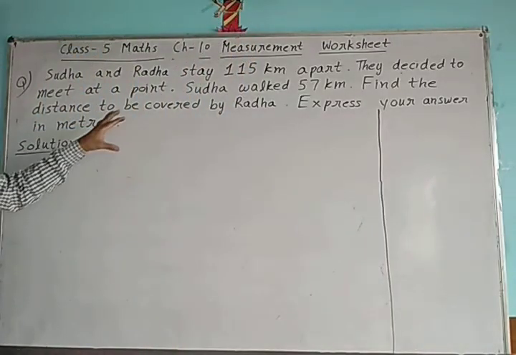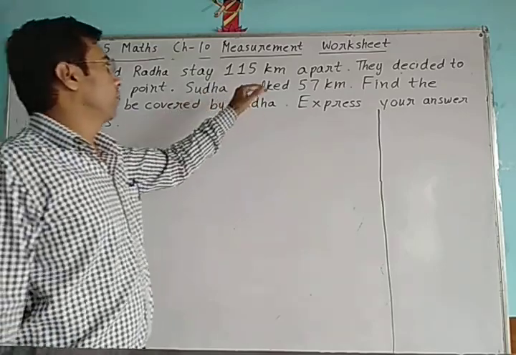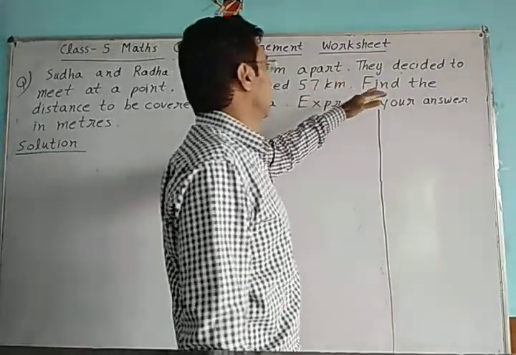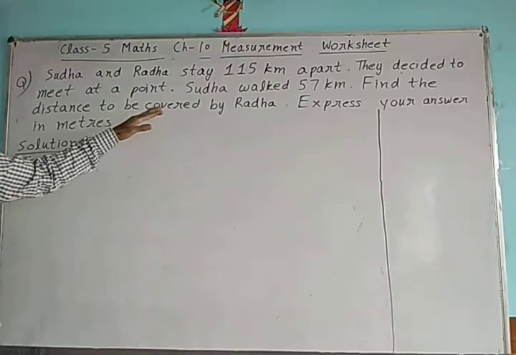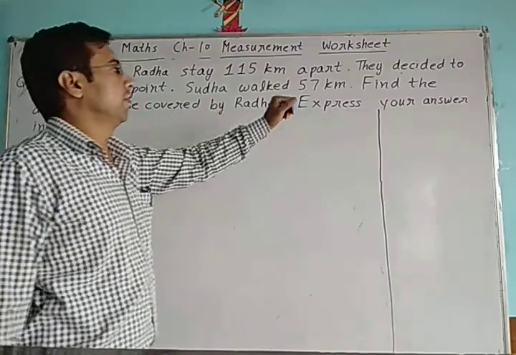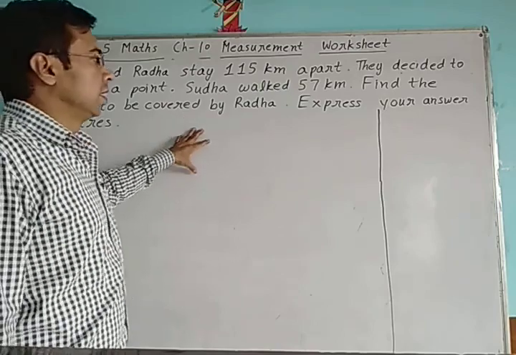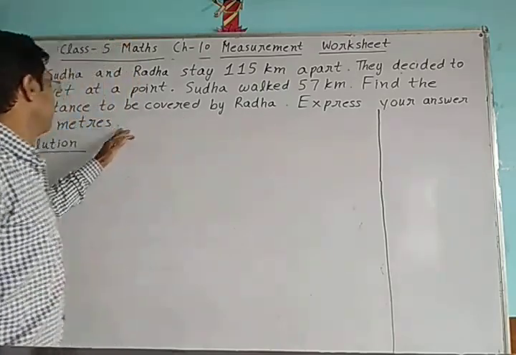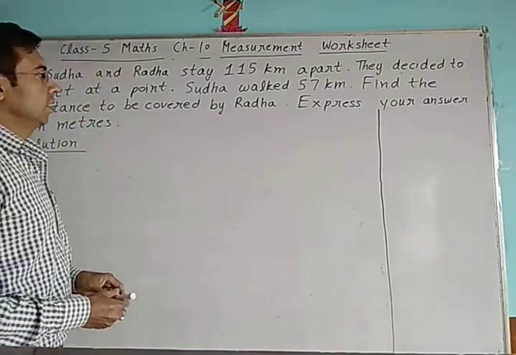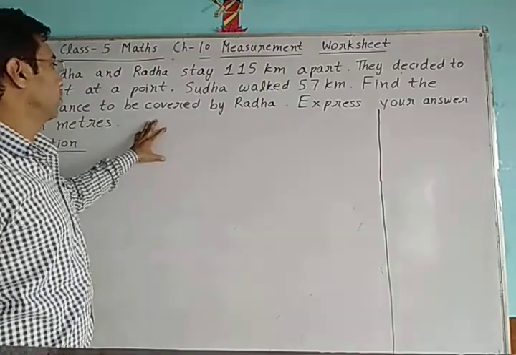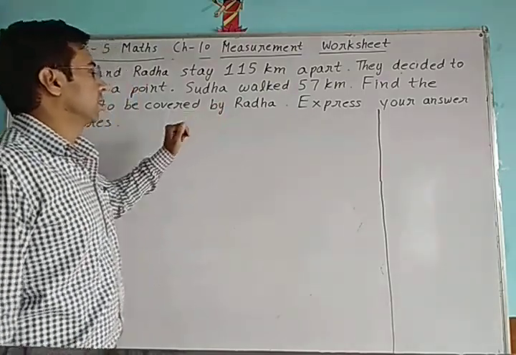Next question. Sudha and Radha stayed 115 kilometers apart. They decided to meet at a point. Sudha walked 57 kilometers. Find the distance to be covered by Radha. Express your answer in meters. So students, what we have to find out? We have to find out the distance covered by Radha.